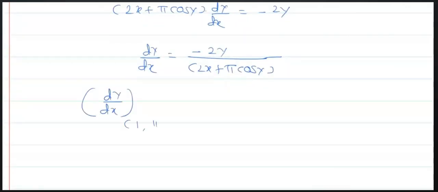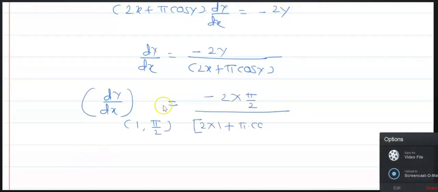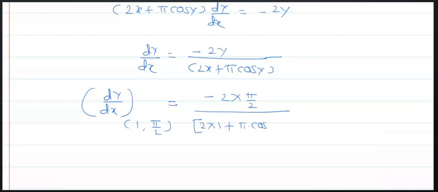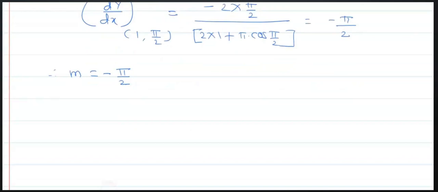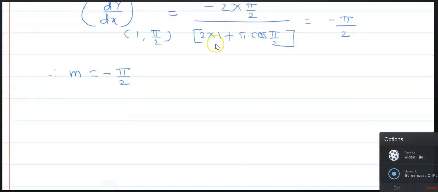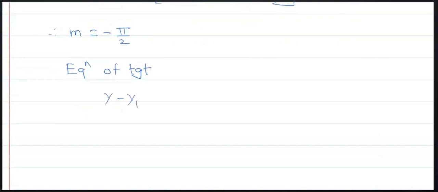Therefore dy by dx at the given point, that is the gradient or slope, is equal to, putting y equal to pi by 2 and x equal to 1, minus 2 into pi by 2 upon 2 into 1 plus pi into cos of pi by 2. Cos 90 is 0. That is equal to minus pi by 2, this 2 gets cancelled, and we get the gradient m equal to minus pi by 2. And this is the slope of the tangent.